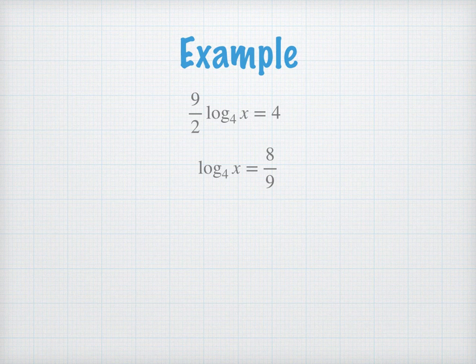Now, since we have log base 4, we're going to have base 4 introducing exponentials. So 4 raised to the log base 4 of x equals 4 to the 8 over 9. Well, now our left-hand side simplifies pretty quickly using our log rules, and we have x equals 4 to the 8 over 9. And you can plug that in and see that that will work as you're plugging it back in.